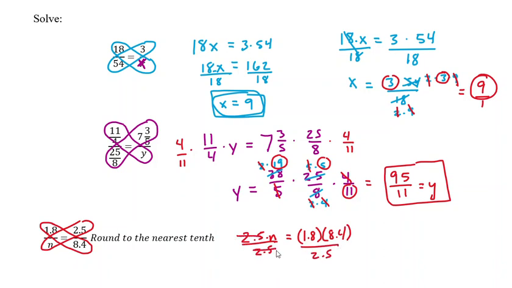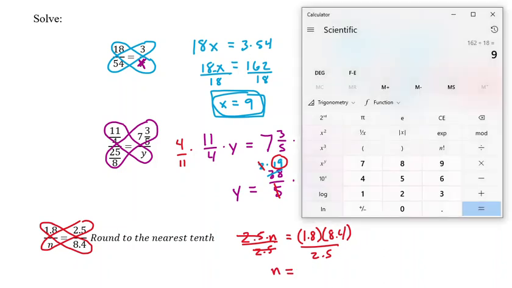Now here, I've done that so that I can just type it on my calculator. There's really no sense in doing this longhand. We could try, but it would be a lot easier to do it on the calculator. So let's see, we have 1.8 times 8.4 divided by 2.5 equals, and I get 6.048.